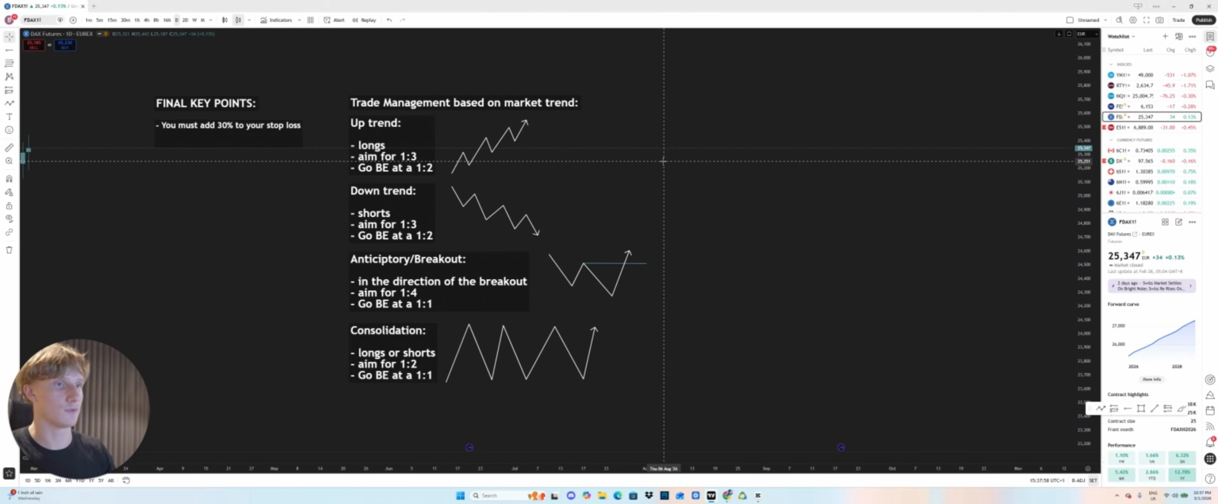However, what that comes with, our kind of risk protocol, is that we want to go break even at a 1 to 1. Why is that? Because usually when we're breaking out, if we're right, we're going to see indications that we're right straight away. Like it's just going to launch, right? And if it doesn't do that, then probably it's not the right trade to be in. So we might as well protect our capital a little bit faster by putting our break even at a 1 to 1.